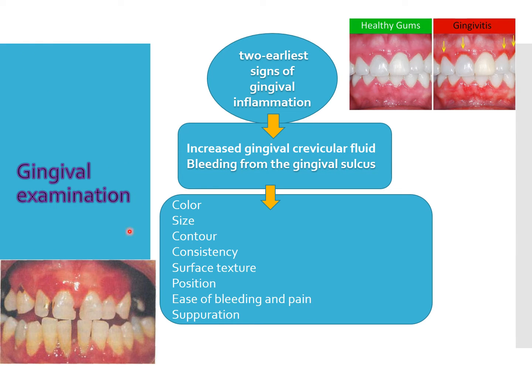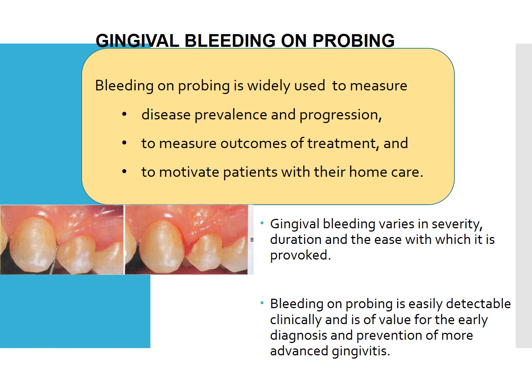Coming to clinical examination, as you all know, the first stage, the initial lesion, is a subclinical feature, that is gingival fluid flow, which cannot be seen clinically much. So the two earliest signs of gingival inflammation are increased gingival crevicular fluid and bleeding on probing. These are the two earliest signs of gingival inflammation. And then after that there will be change in color, size, contour, consistency, surface texture, position, ease of bleeding, and pain, and separation. Coming to the details of each clinical feature, first one, gingival bleeding on probing.